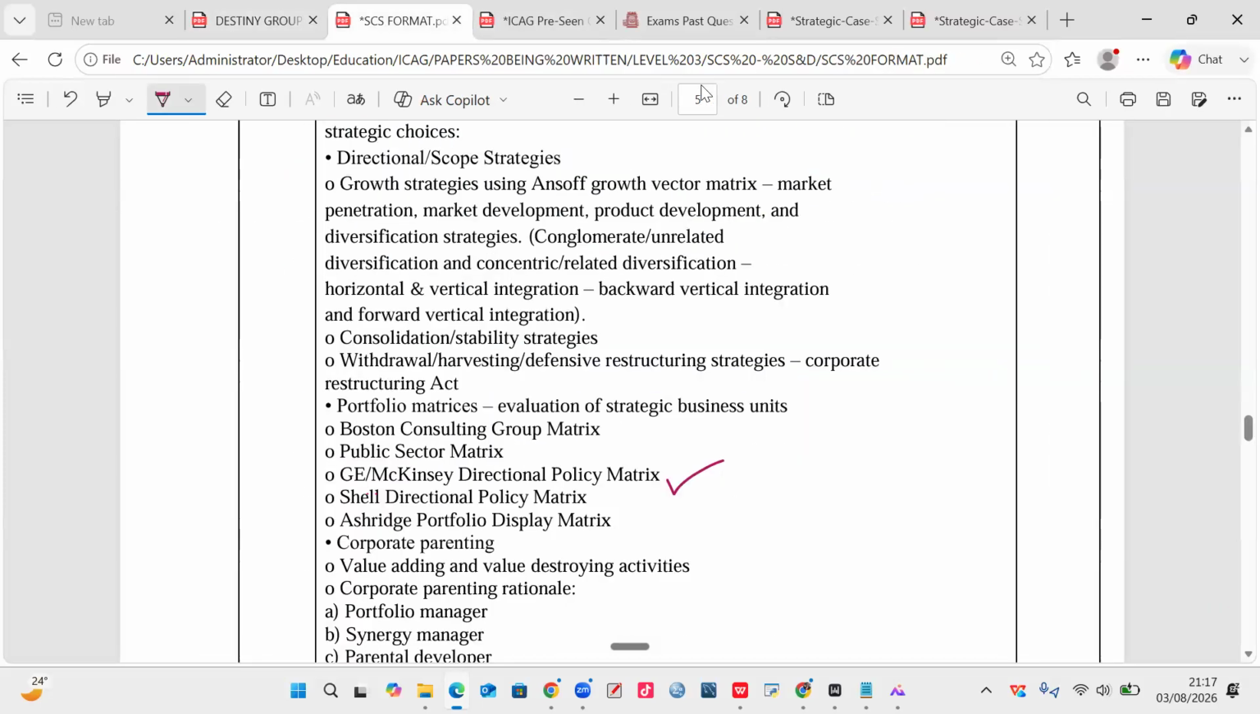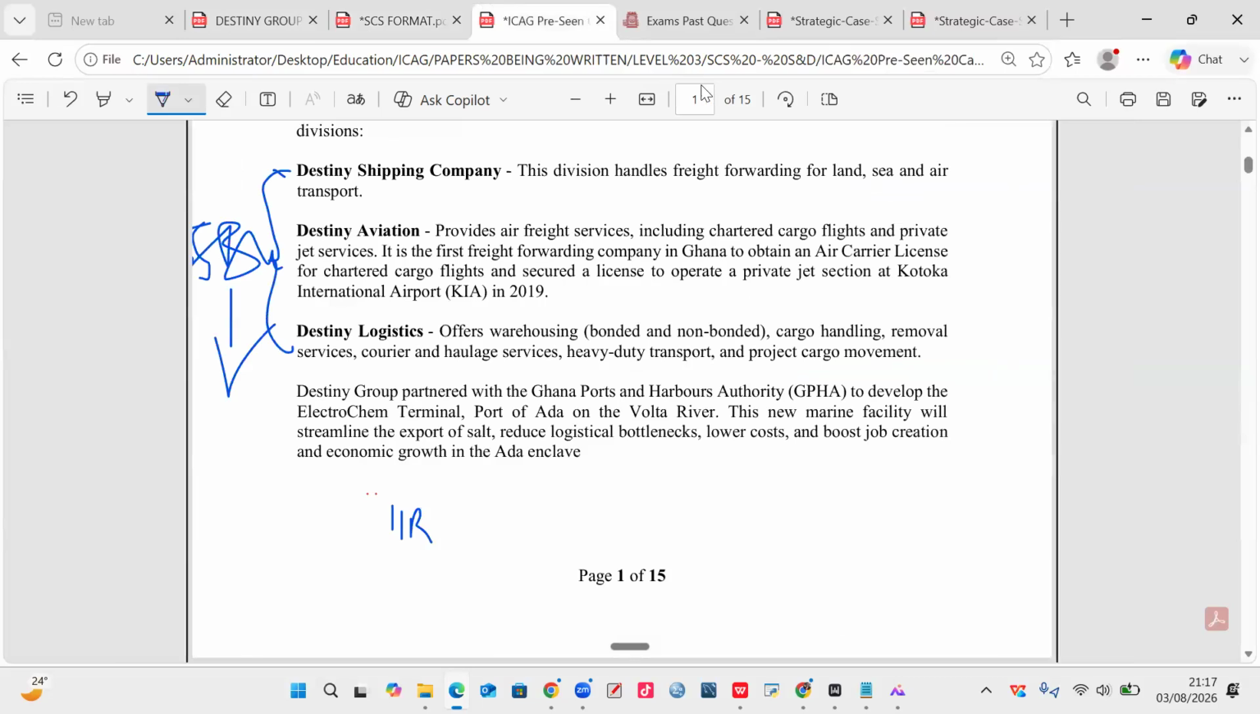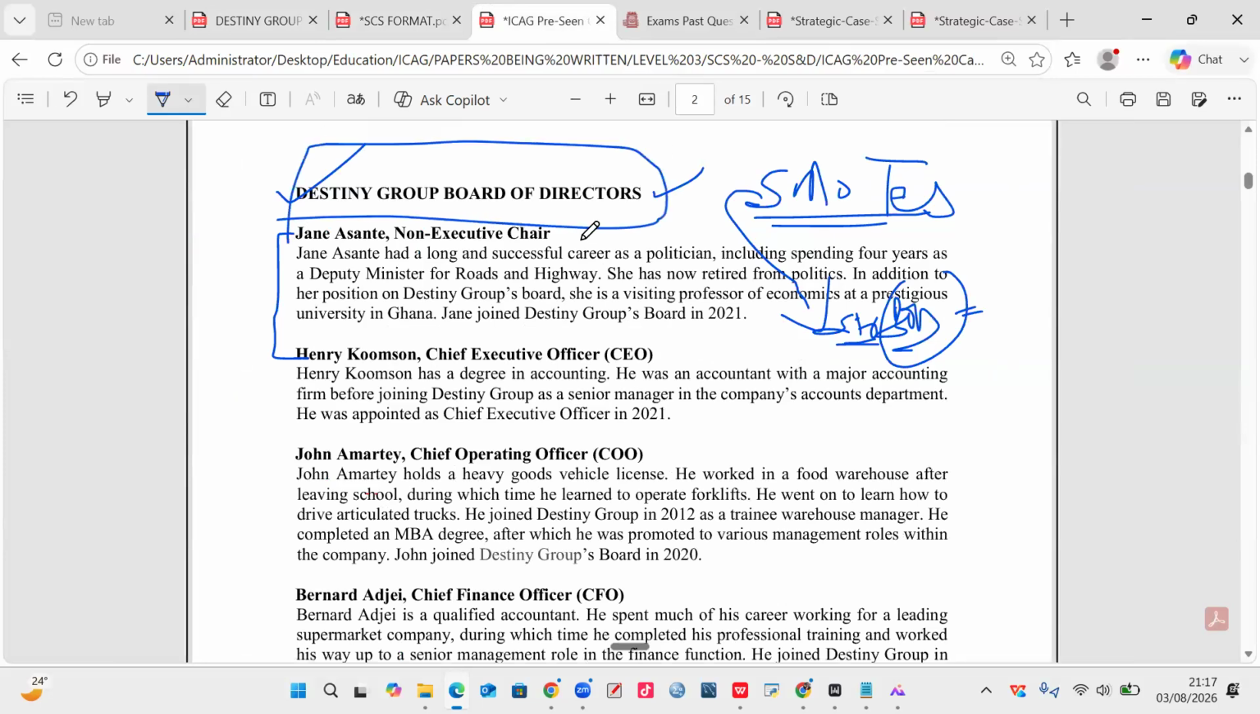Let me see. You see, the IR matrix. Now, when we come here, Destiny Group, this is about the board of directors. So they can definitely ask a question on the board. So when I saw the SMOOTH test, I wasn't surprised because I know the SMOOTH test is under question 2, and the SMOOTH test is used to analyze board issues or organizational structure. Remember, they're talking about highly skilled employees, management levels, and the business is also expanding. They're talking about supporting staff.